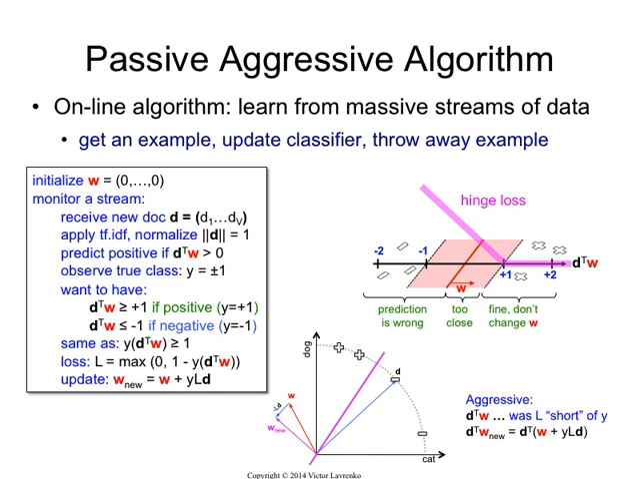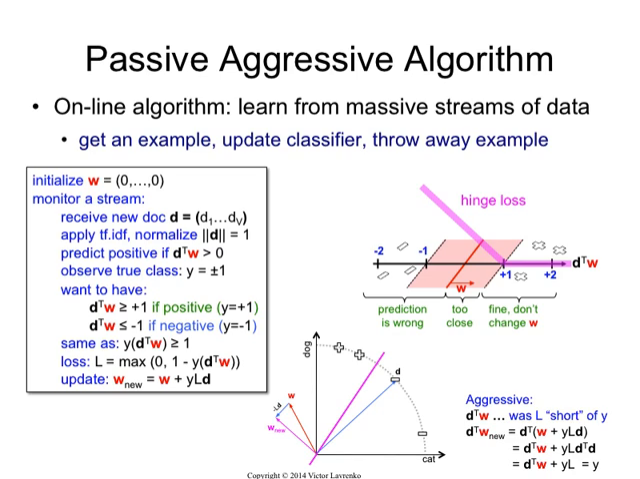Right? And then let's look at what the dot product of the document with the new weight vector is going to be. So that's just the dot product with that sum. And we can break it up as the dot product with the old vector plus y times L times d transpose d. Now what is d transpose d? 1, because all the documents are unit length. So that thing is 1, right? So you just get d transpose w plus yL, right?